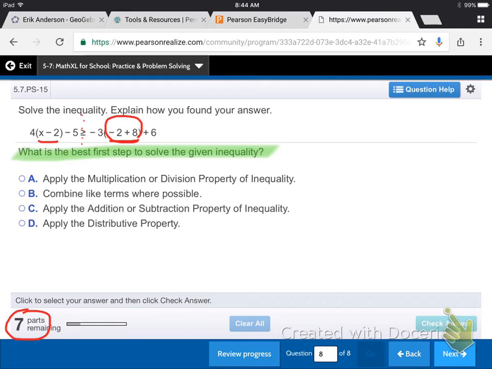So we would do that first. Okay, and what is that? That's combining like terms, right? We're adding numbers together. So that's the first step.